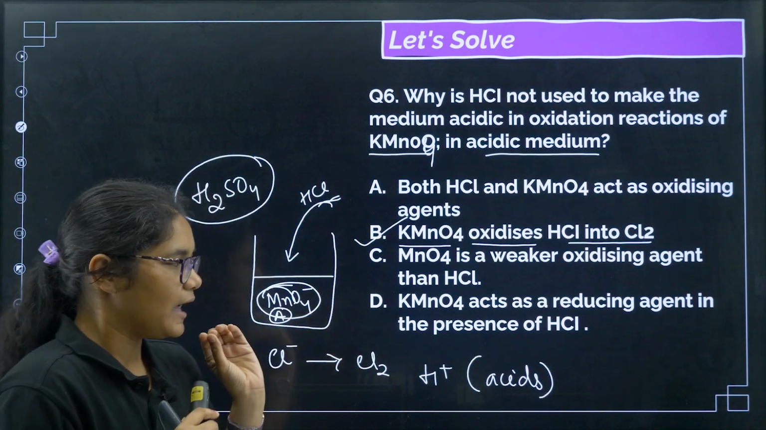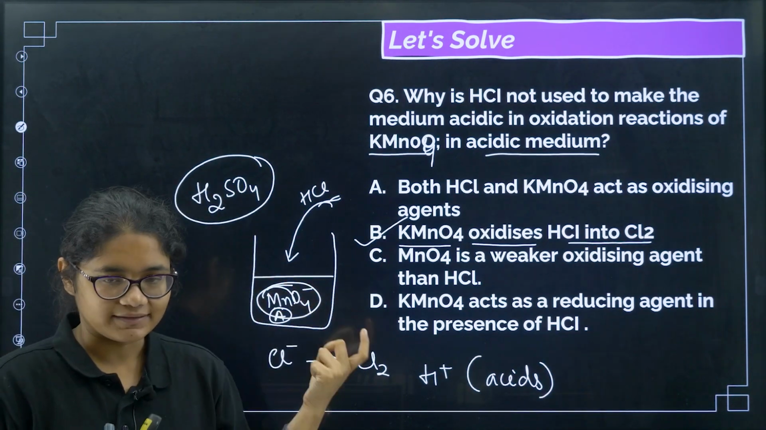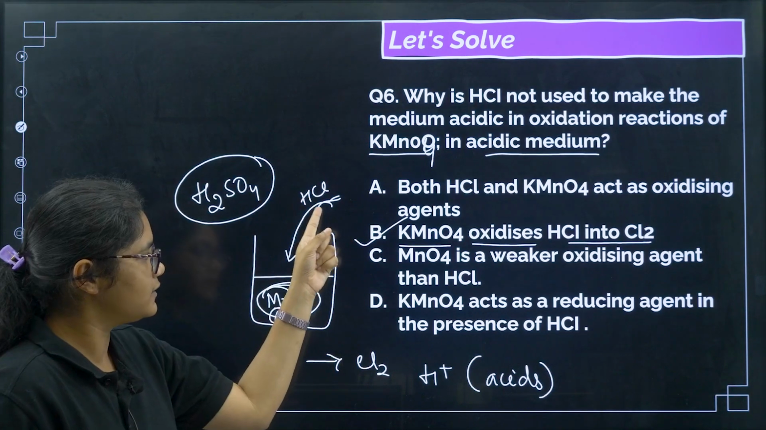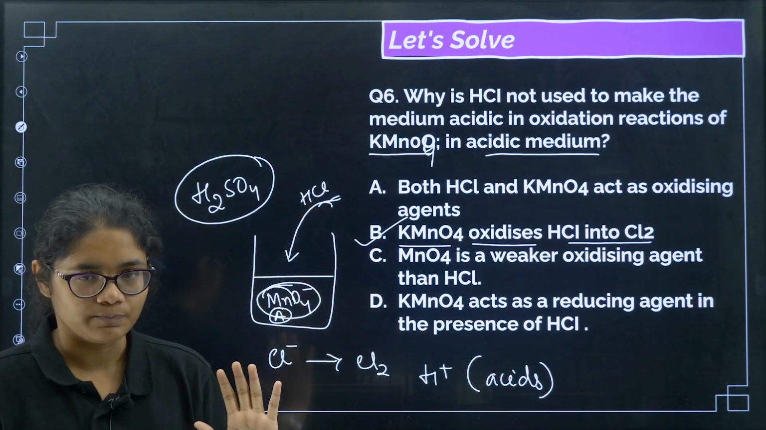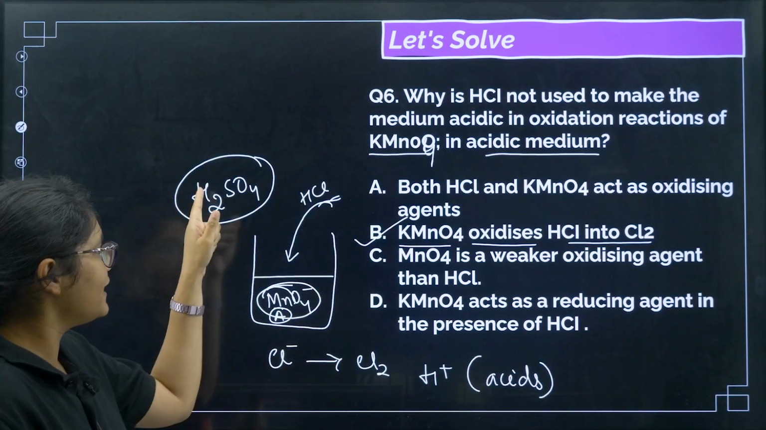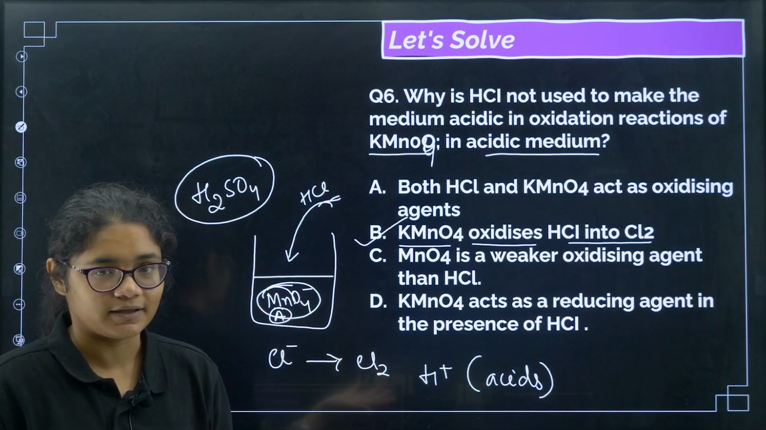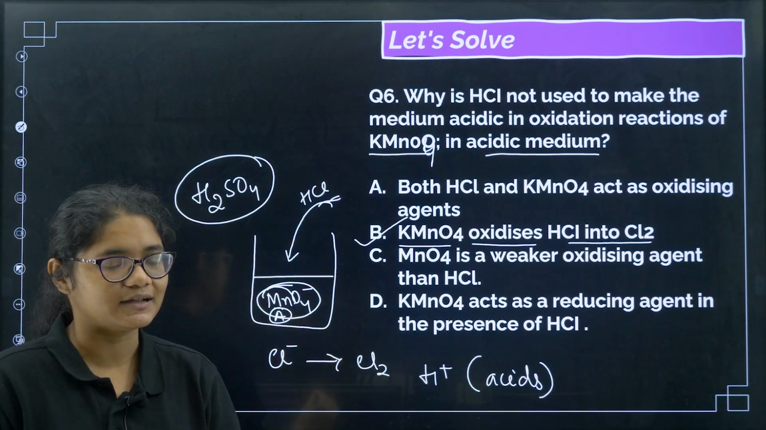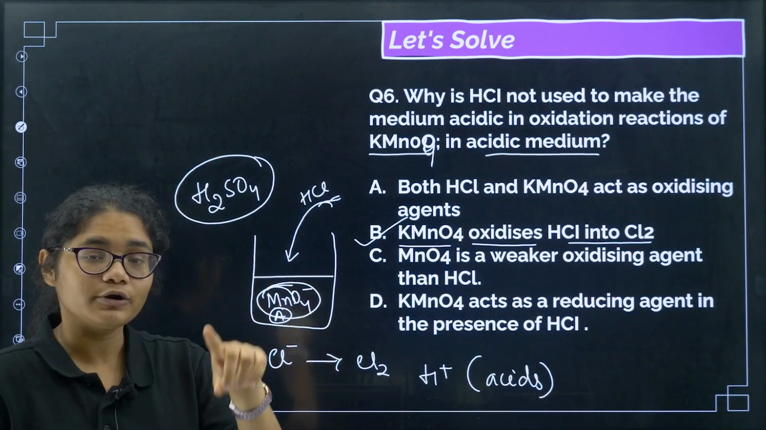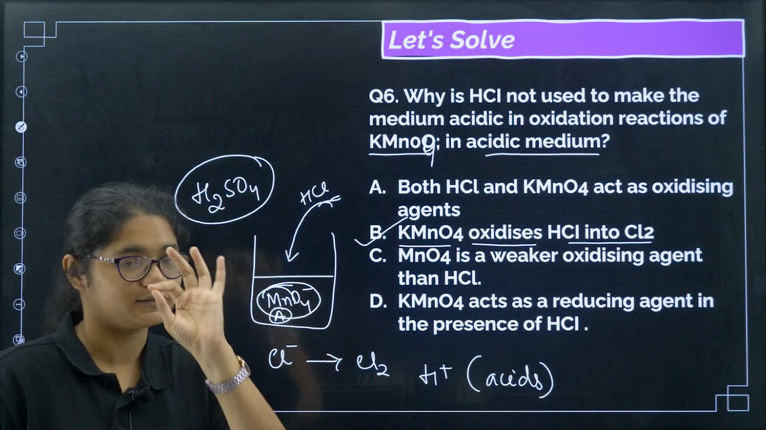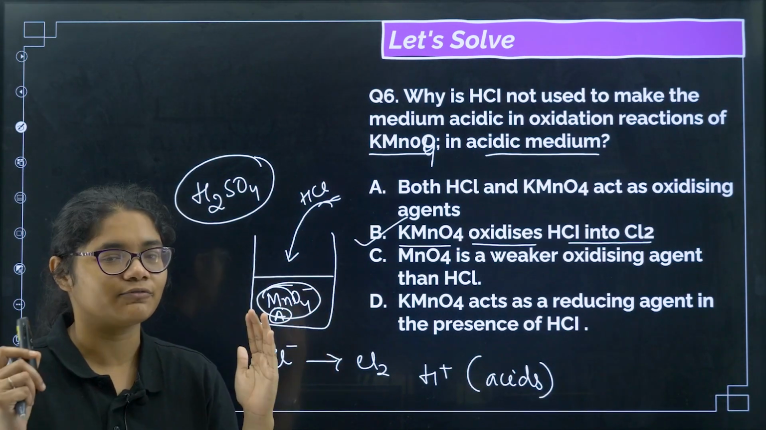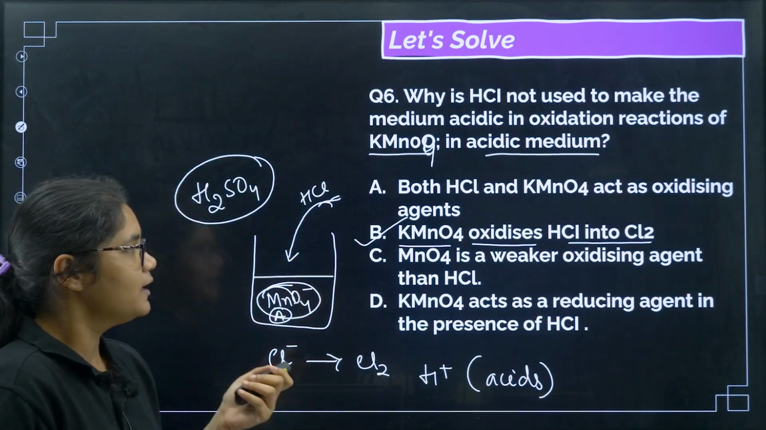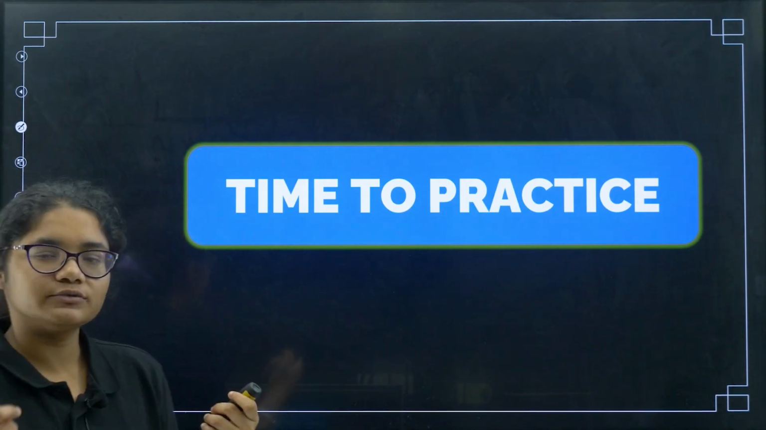Are you getting it? I am telling you, to make the medium acidic, we are not able to add HCl, because MnO4 minus will oxidize this Cl minus to Cl2. But I am telling that we can add H2SO4 to make the medium acidic. Then what is the reason? I want everyone who is watching this to please answer or think about this, and if you do not know, please comment down that you don't know. I'll answer you in the comment section. But let me see how many of you are able to use the logic of oxidation and reduction. Okay, fine. Now let us do some PYQs.